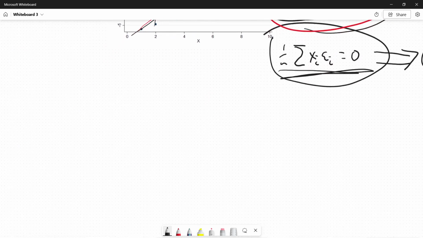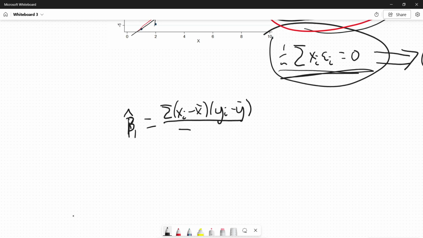And I'll pop back to the whiteboard just to make sure that we remember. Beta 1 hat, that's a beta, I promise. Beta 1 hat is equal to the sum of all the xi minus x bar times yi minus y bar, divided by the sum of all the xi minus x bar squared. Don't mind the scribble, but this is the covariance of x and y divided by the variance of x.